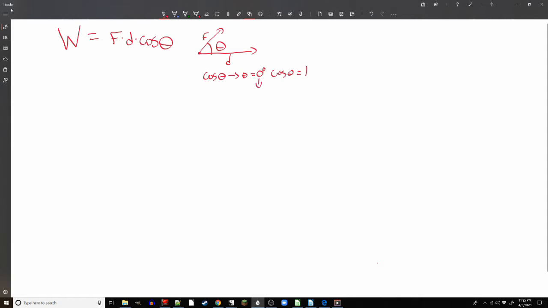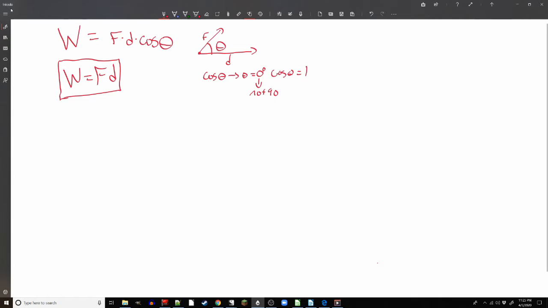For the most part, we can actually use this formula I just showed you in class, but be aware that if the force and displacement aren't going in the same direction, you need to use the cosine theta factor. Most of the time it won't come up, but just remember it.